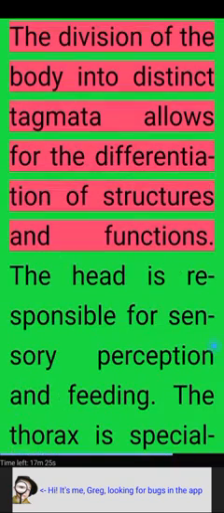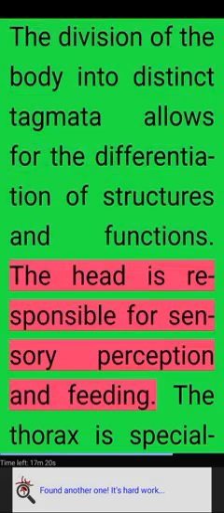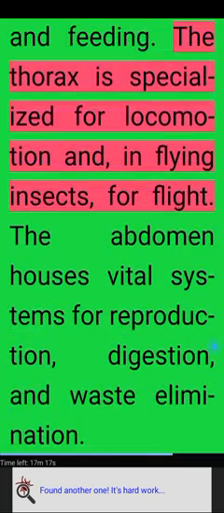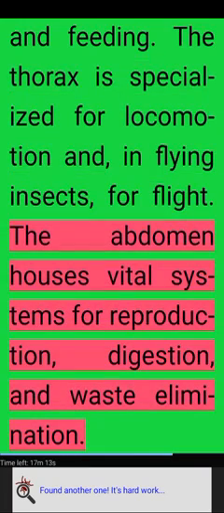Division of labor. The division of the body into distinct tagmata allows for the differentiation of structures and functions. The head is responsible for sensory perception and feeding. The thorax is specialized for locomotion and, in flying insects, for flight. The abdomen houses vital systems for reproduction, digestion, and waste elimination.